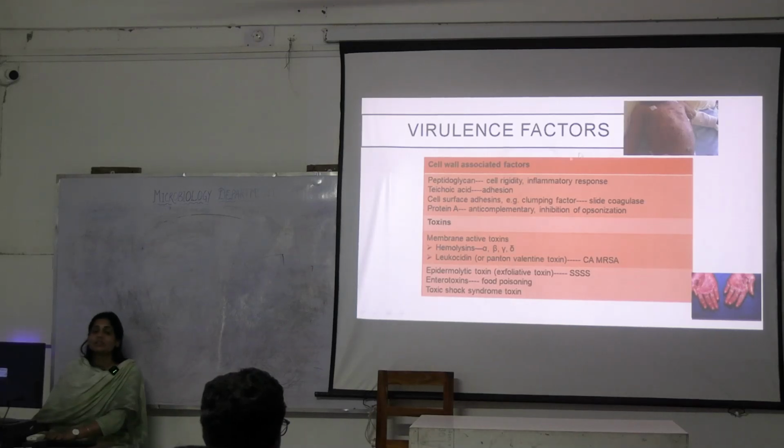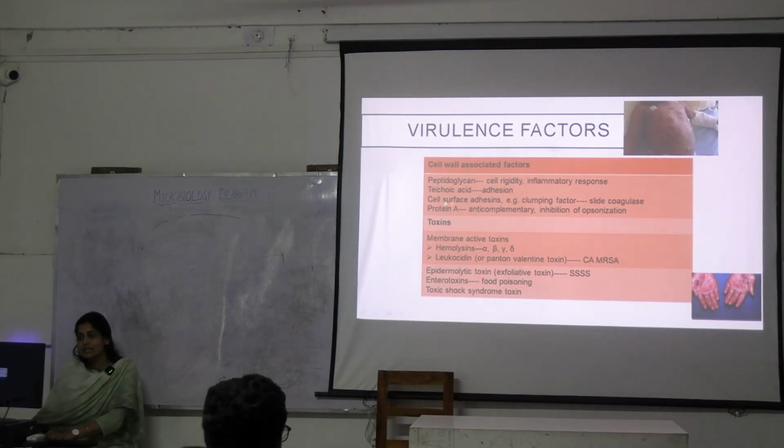Okay. What are the virulence factors of this organism? See, there are cell wall associated factors, there are toxins and there are enzymes, right? So what are cell wall associated factors? Cell wall associated factors means these are present on the bacterial cell. So peptidoglycan confers rigidity to the bacterial cell. This also is responsible for the inflammatory response wherever it is lodged in the human body. Okay. Then there is teichoic acid, which helps in adhesion of this bacterium to the mucosal surfaces.